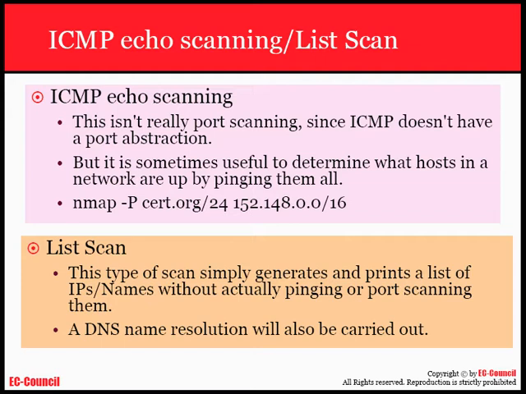I can also do ICMP echo scanning, which is also sometimes called the list scan. Now basically what this does is it really doesn't scan any particular ports, because ICMP is really not used to establish the connections. But what I can do is I can go ahead and send it out and then just see which hosts are actually listening by pinging them with my ICMP packets. And one of the ways I can do this is with Nmap, and it makes it very easy. The list scan is a type of scan which automatically generates and prints out a list of these IPs or names without actually pinging or port scanning them.